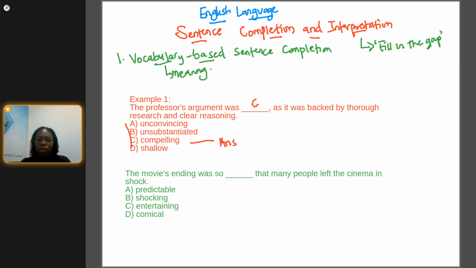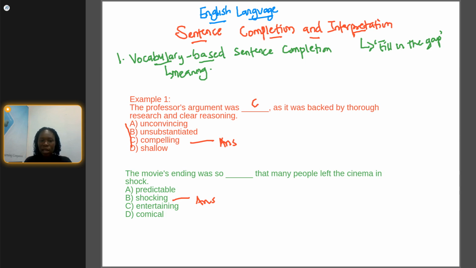All right. Then option four, comical. So if the movie's ending was funny and humorous, why should the people leave the cinema in shock? So you look at the meanings of these options and you see that the most appropriate of this option is option B. So B here is our answer. So the movie's ending was so shocking that many people left the cinema in shock.